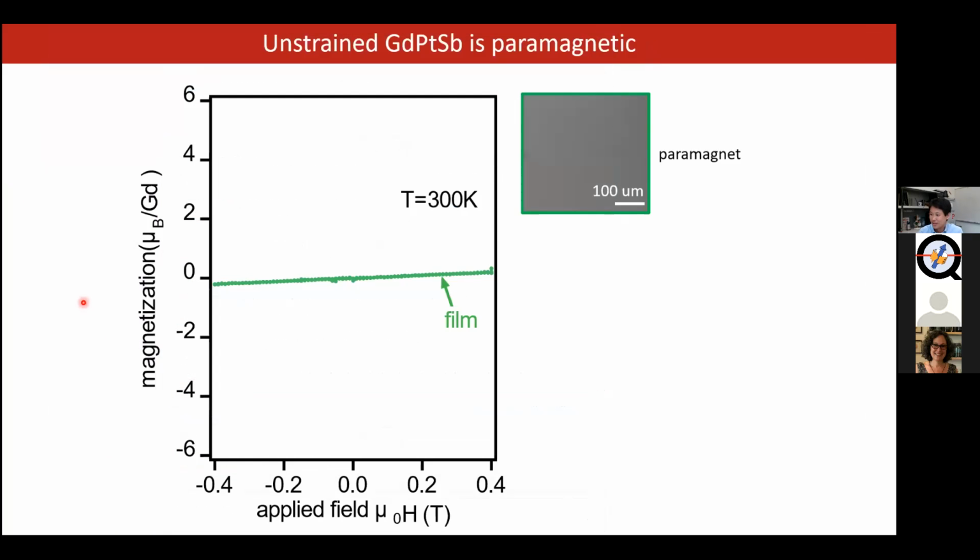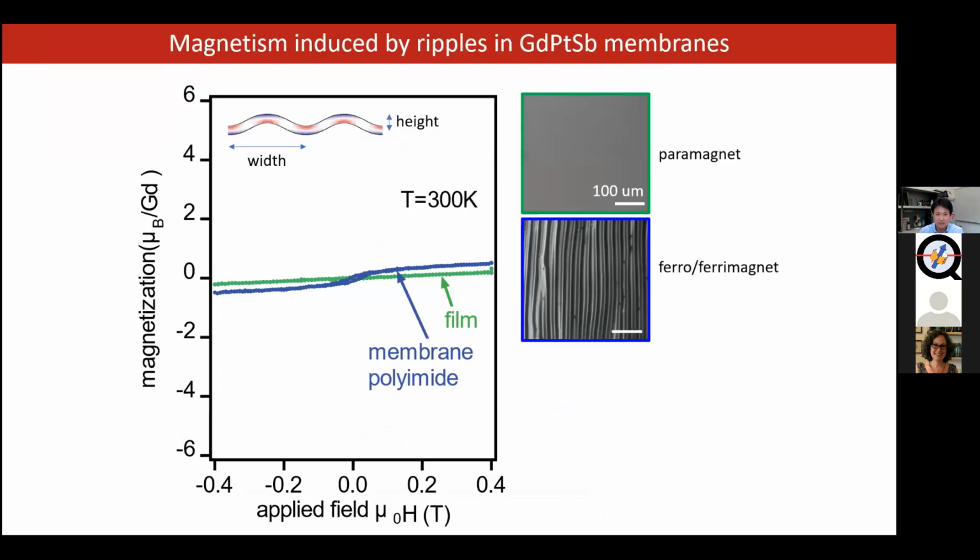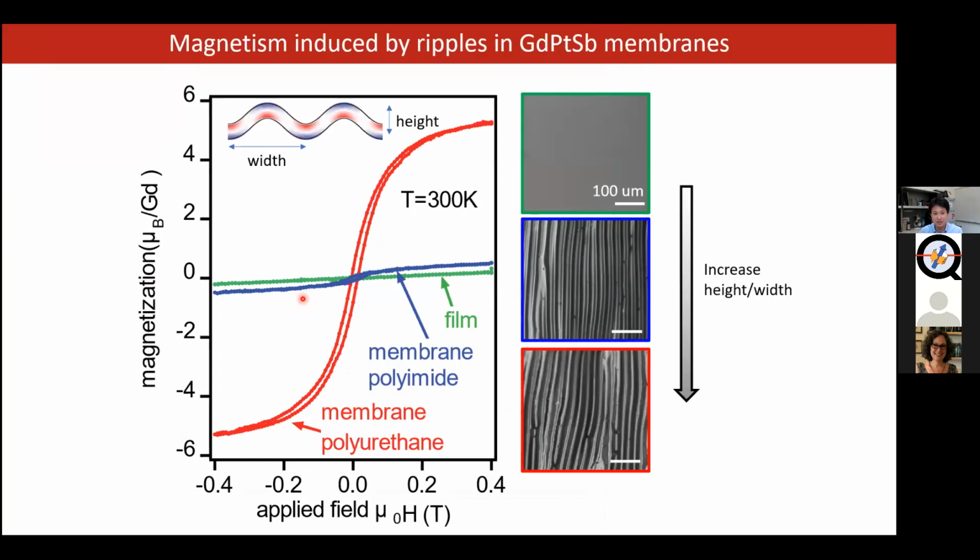Okay. What we can now do is compare this measurement with that of a rippled membrane that we exfoliated. So if we take this sample and we now exfoliate it, and then we put ripples in it by sticking it on this polymer, with a small degree of rippling, what you'll notice is that we open up a hysteresis loop indicative of ferro- or ferrimagnetism. And if you stick it on a different polymer with a larger thermal expansion mismatch and even more ripples, we find that the saturation magnetization increases quite dramatically. And again, it scales with this aspect ratio of the ripples.